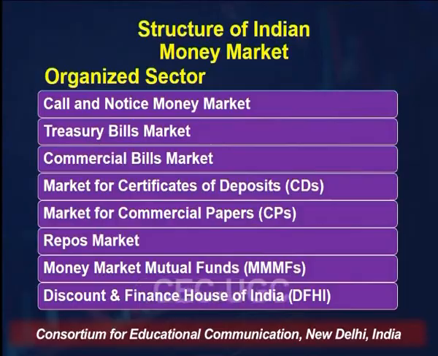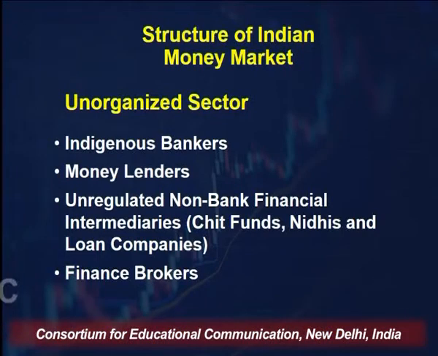Now, let us discuss the structure of the money market in the organized sector. In the organized sector, the main instruments of the money market are call and notice money, treasury bill market, commercial bills market, market for certificates of deposits, that is CDs, market for commercial papers, CPs, repo market, money market mutual funds, and Discount and Finance House of India. The unorganized sector mainly consists of indigenous bankers, money lenders, unregulated non-bank financial intermediaries like chit funds, nidhis and loan companies, and finance brokers.